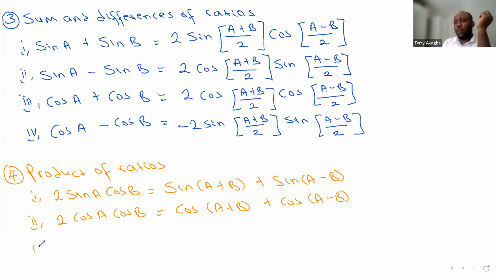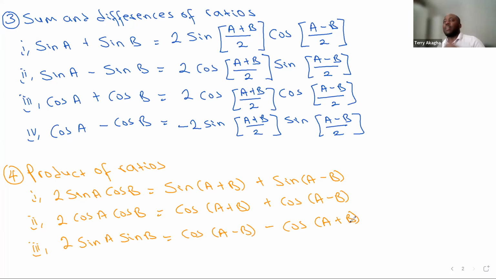And the last one we're going to talk about will be 2 sine A sine B, and that will give you cos (A minus B) minus cos (A plus B). Good. And that'll be that for that.